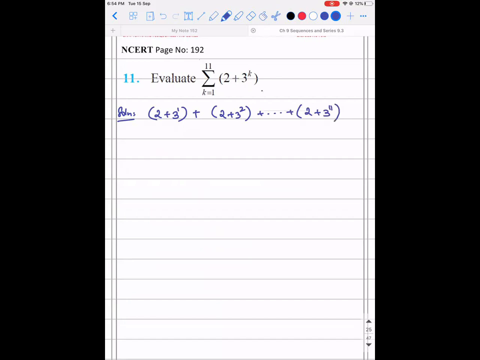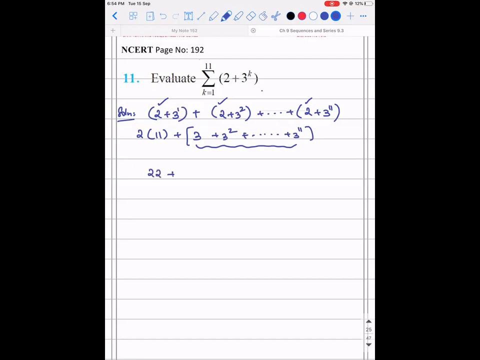So 2 is added to itself how many times? 11 times, plus 3 plus 3 square plus so on till 3 power 11. What sequence does this form? It is a geometric series, right?